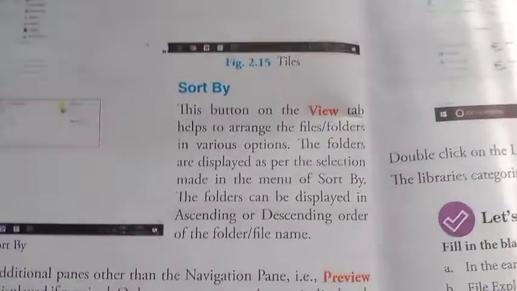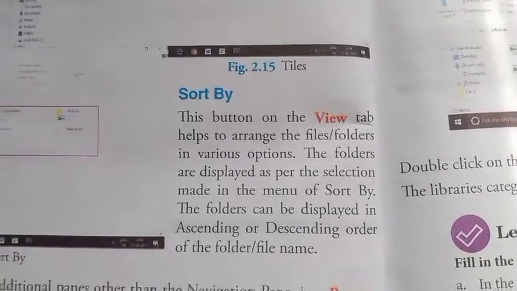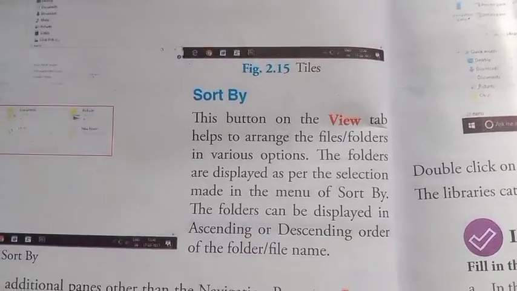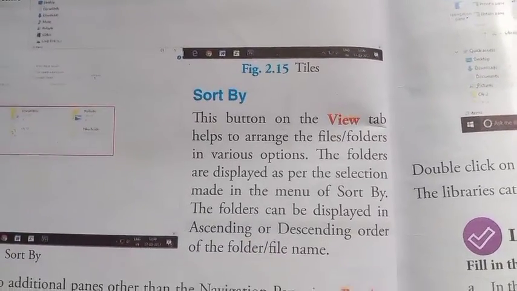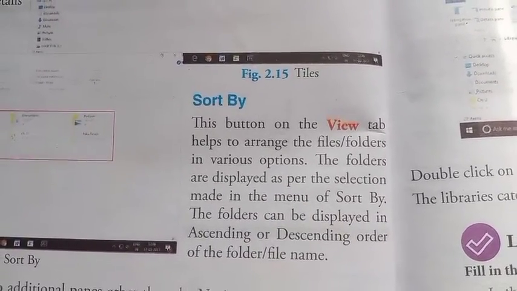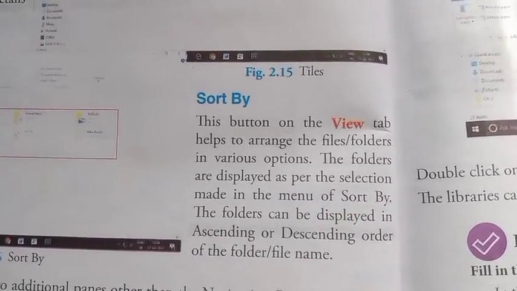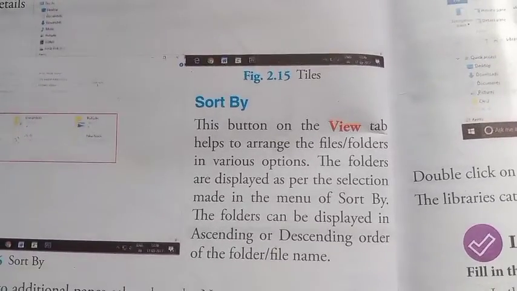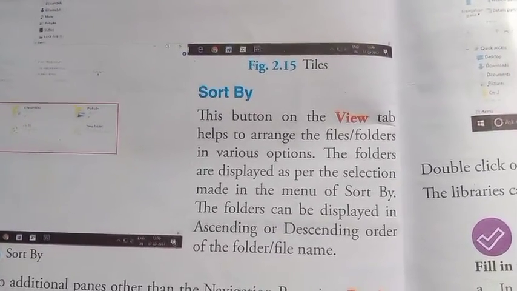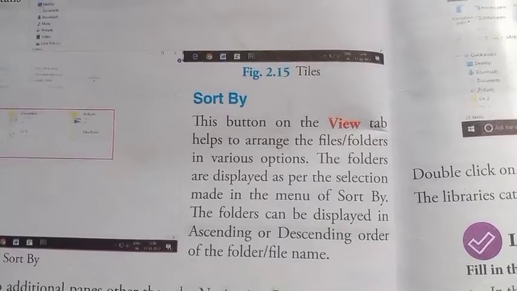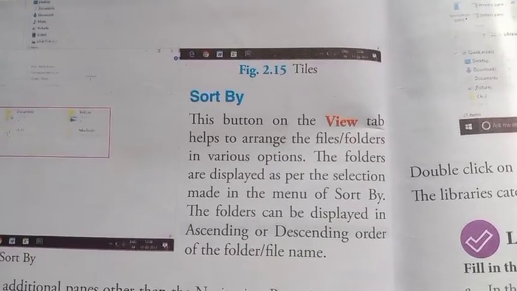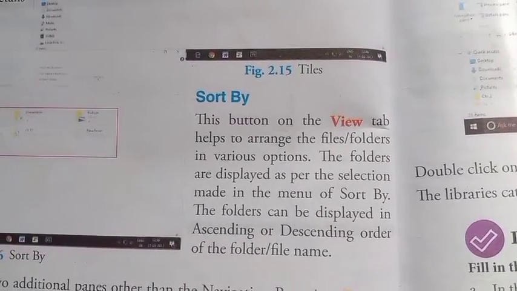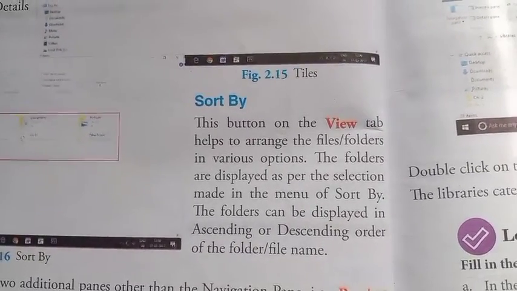Sorted by. Whenever we have too many files in a computer system, if we want to arrange them, we can arrange those files through sorted by. We have only two options in sorted by: one is ascending order and the other is descending order. We have to sort our files in two ways, ascending or descending.